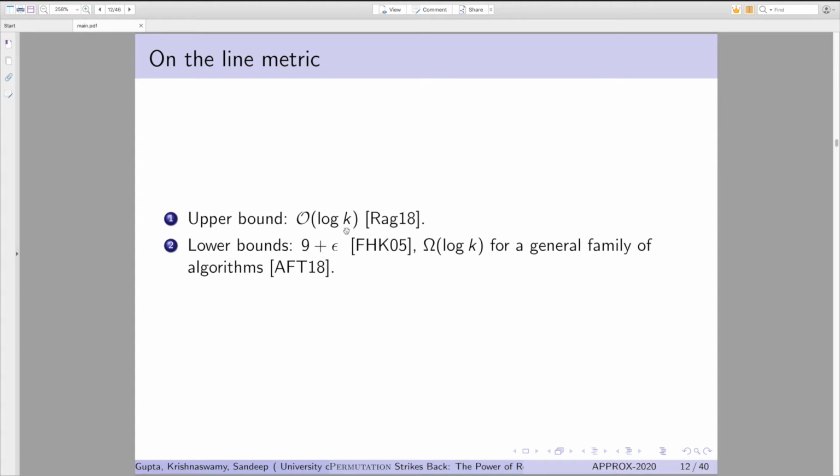The problem has also been studied in special metrics. In particular, the line metric is a very interesting case. And in a series of works, the upper bound has been improved from order k in general metrics to log k by Sharath Raghvendra. There is also a lower bound of 9 plus epsilon. And interestingly, there is a lower bound of log k but for a very general family of algorithms called local symmetric algorithms. It turns out that all the algorithms in the literature currently satisfy this local symmetric property. So there is a really interesting gap between this constant and log k for the line metric.